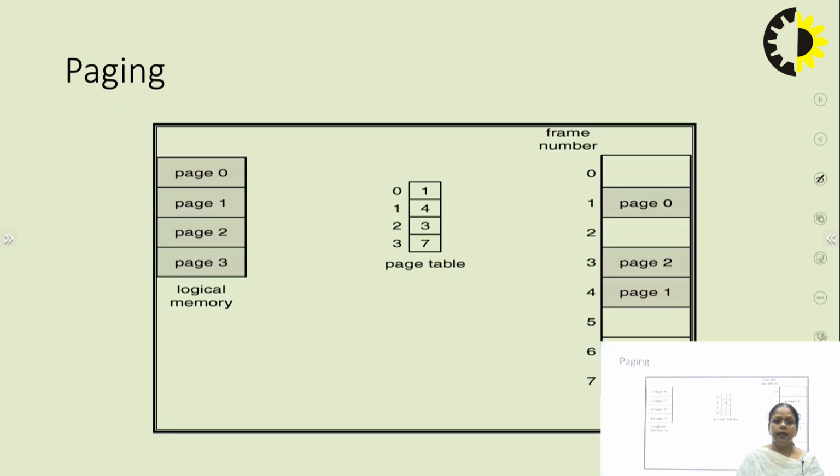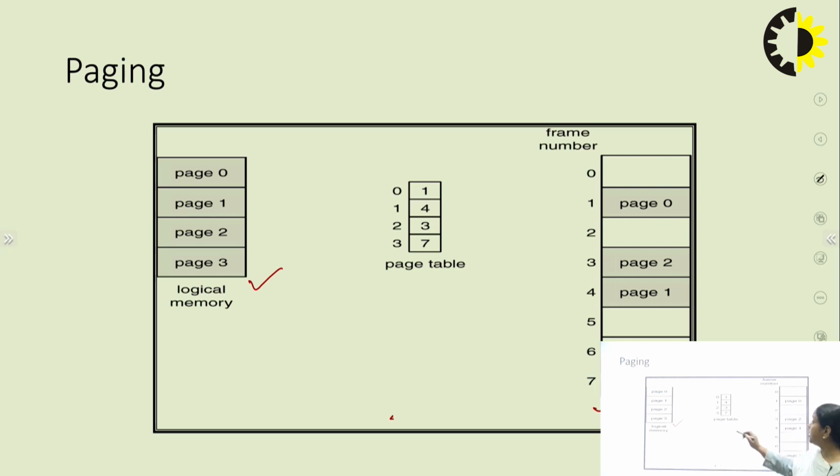Now you can see another example for it. This is one process which is divided into 4 pages, and this is a physical memory which is divided into 8 frames. The page size and the frame size are the same here, and these pages will be kept in this physical memory.